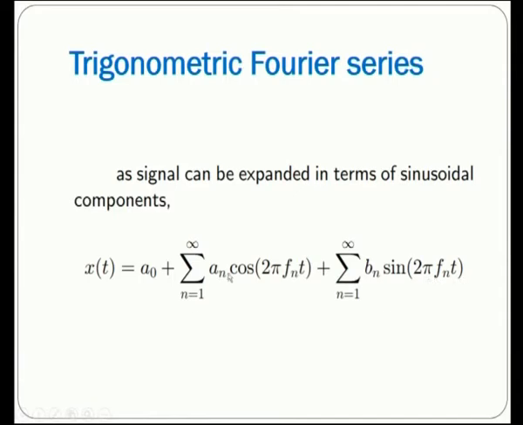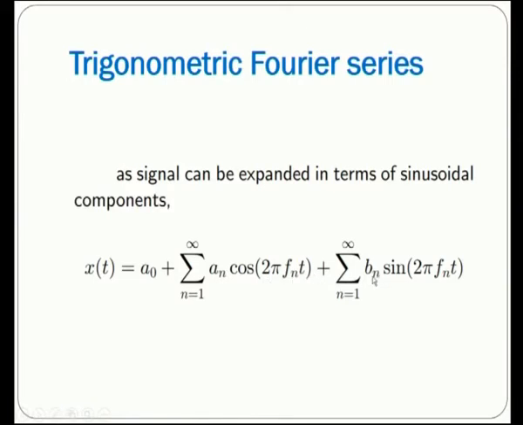Where a n, b n and a naught are the constants. A naught is the constant or coefficient of the initial period. A n is the coefficient of the cosine signal.